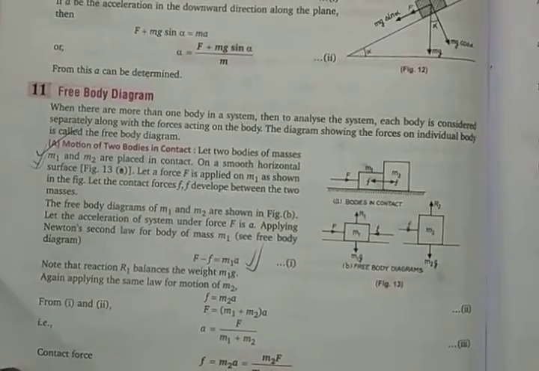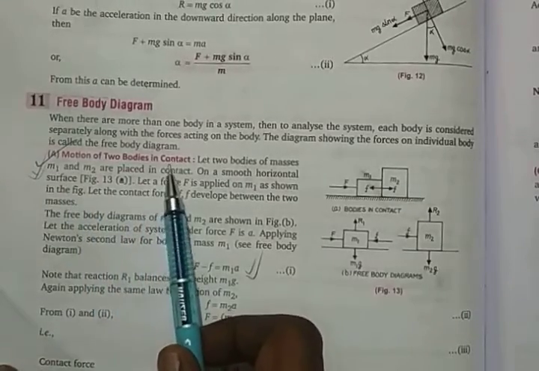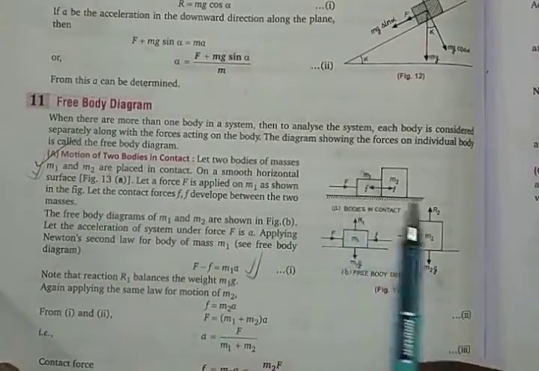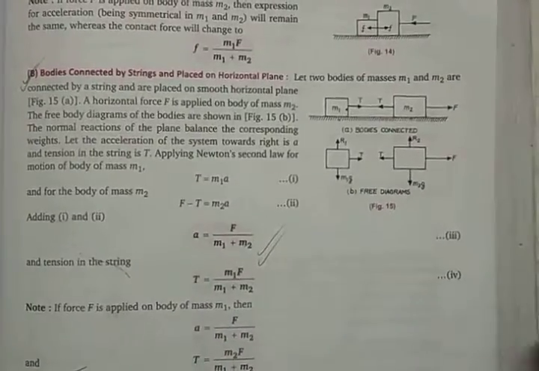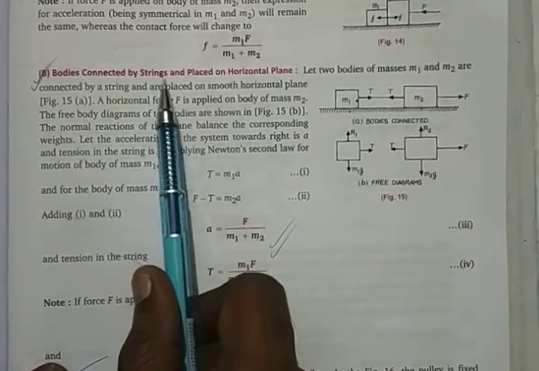What will come in the theory portion is connected motion. Motion of two bodies in contact when connected. Two bodies are connected here, all right, and as well as a rope is connecting here. Now look at this one. There's a rope connected here. So a body is connected by a string.